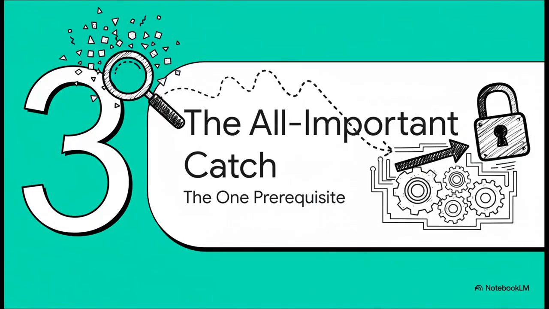Okay, I know what you're thinking. That sounds way too good to be true, right? A genius shortcut that can search millions of items in an instant? Well, you're not wrong. There is one very, very important catch. A single rule that has to be followed for any of this magic to work.